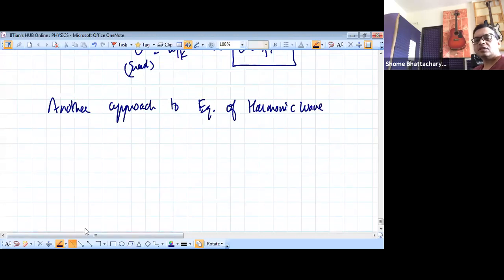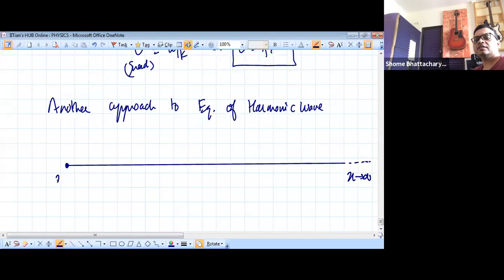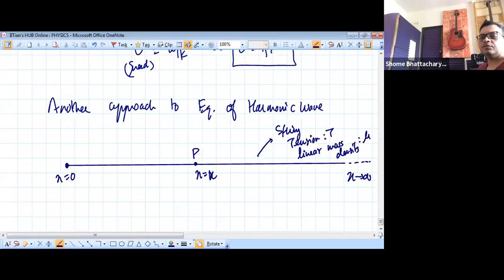So this is more like an experimental kind of approach. Let's imagine that we have a very long string going to x tending to infinity on that side, and this boundary is x equal to 0. This is a general point x equal to x. So this is a string which has tension P and it has linear mass density. In this chapter, we use the symbol mu for linear mass density instead of lambda, because lambda we already use for the wavelength. This is in kilogram per meter, and tension is obviously in newtons. Now, what we do is, this is a very long stretched string. That means it is under tension.